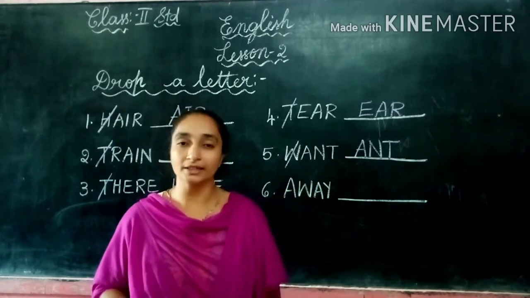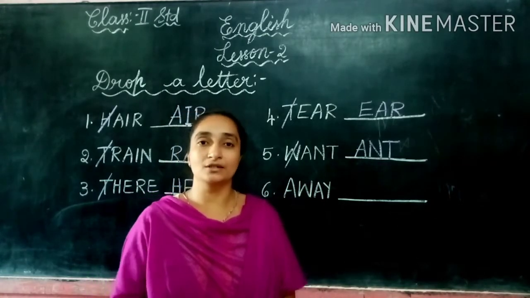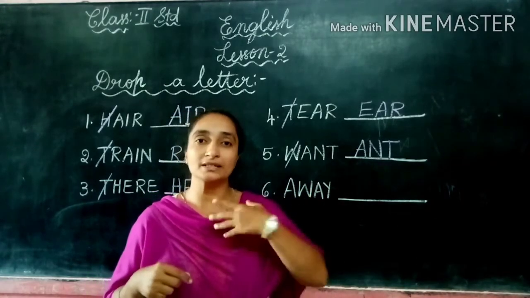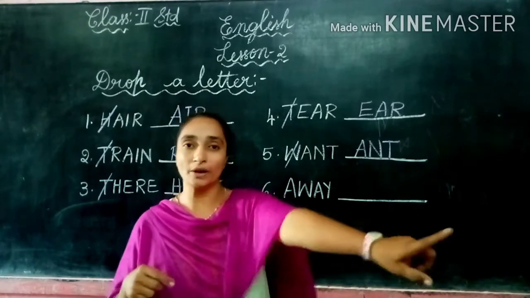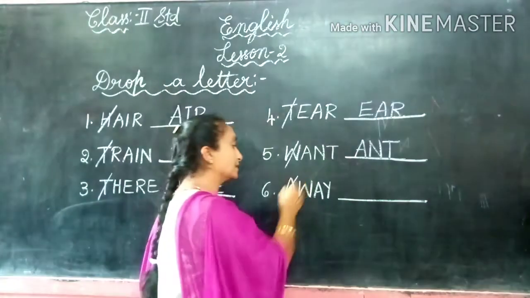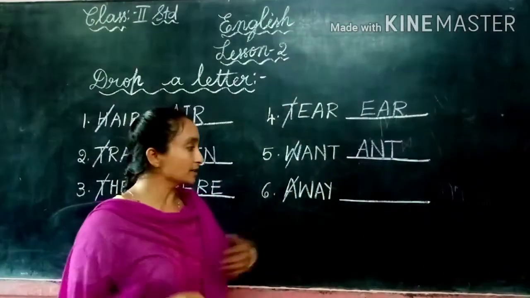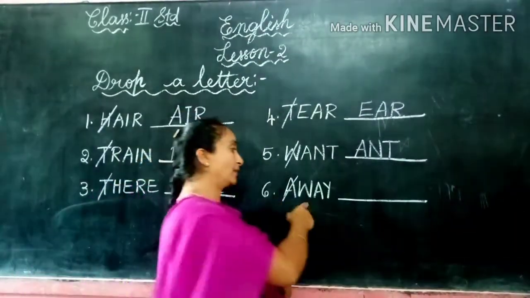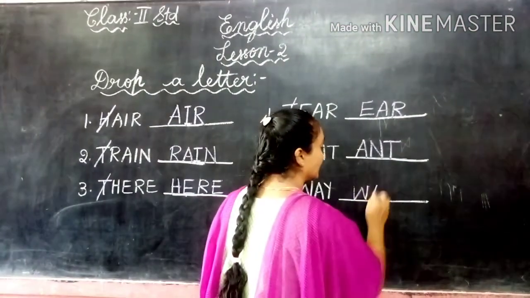Now the last one is A-W-A-Y, away. Go away. So we'll say, yes, you go from here. Just go away from here. Go away. So that is called as away. So I am dropping a letter A. Now here the meaning is W-A-Y, way.